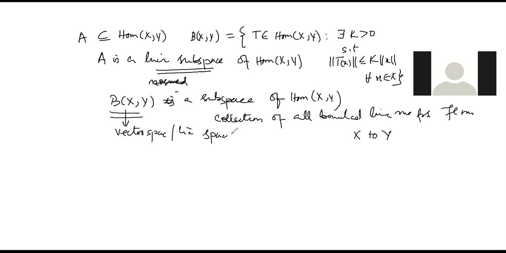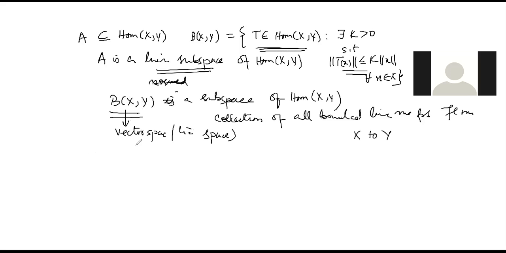So can I define a norm on it? क्या ये normed linear space बन सकती है? Can I define a norm? Now remember that what are these? These are mappings. These are linear mappings from x to y with this property. So can I define a norm on them? The answer is yes. Okay.